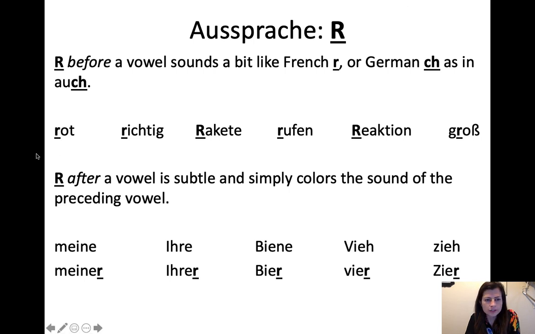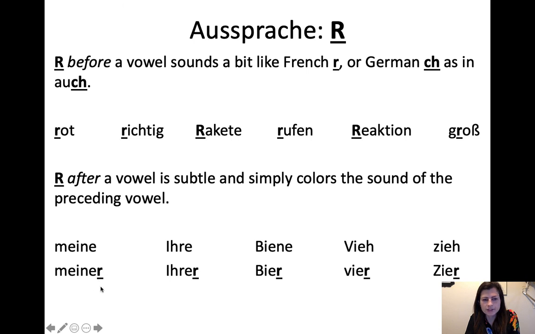So I have some words where there's no R, it just ends with a vowel, and then words where there's an R after the vowel, and you can hear the difference. So this is just normal, no R. Meine. But then with the R, meiner.